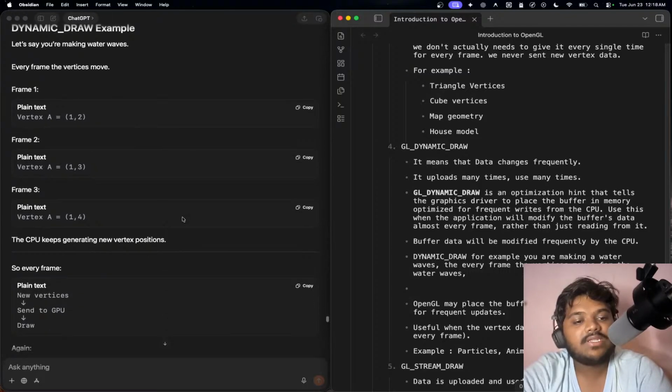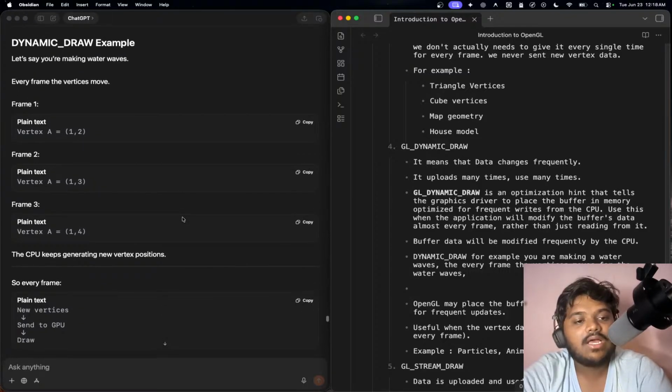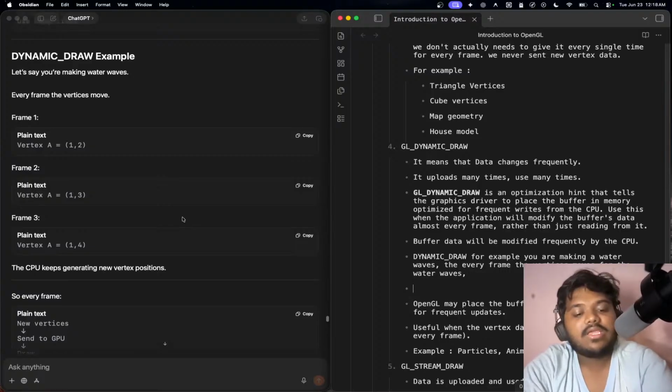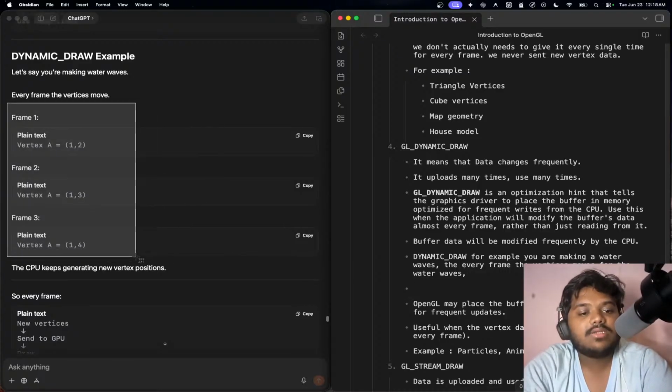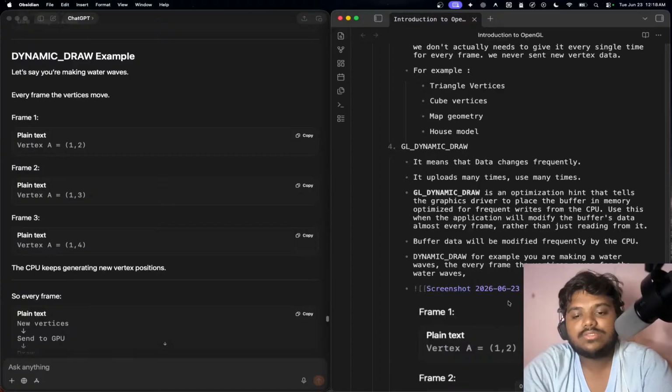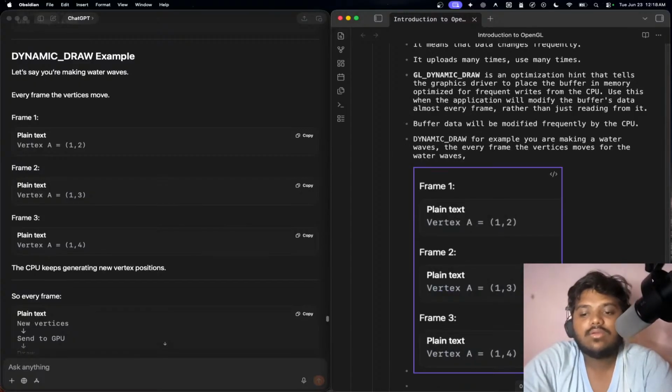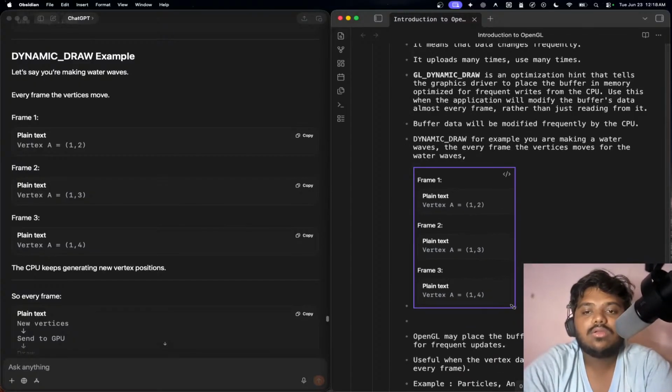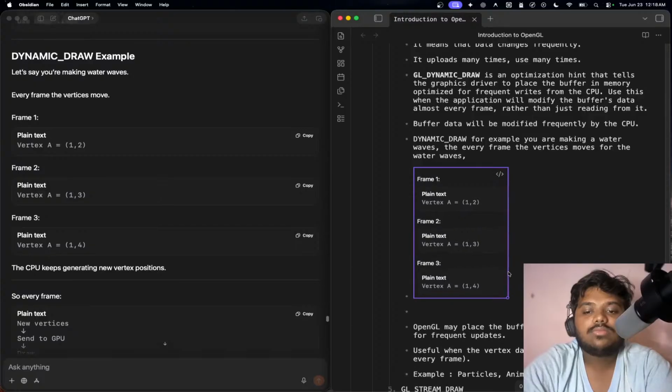The GPU keeps generating a new vector position. Okay, I think I can take a screenshot of this, and it kind of makes me feel good. Yes. I don't know why the image is so big.